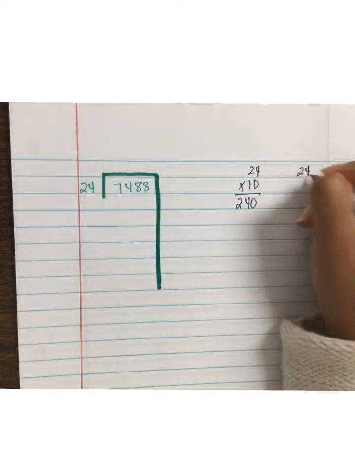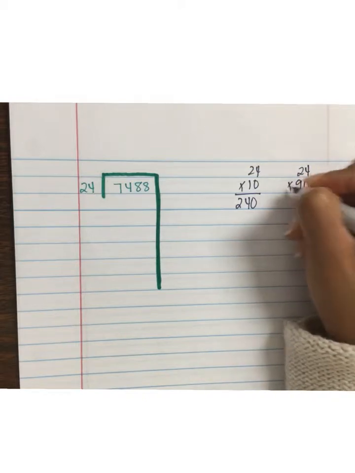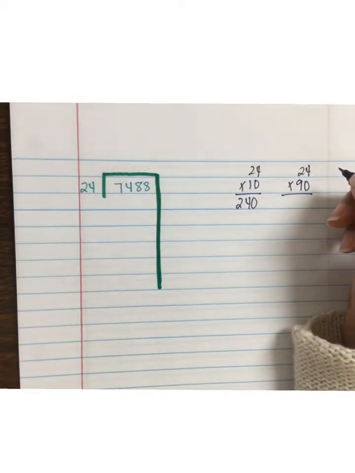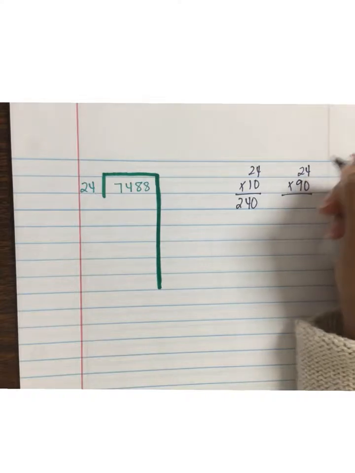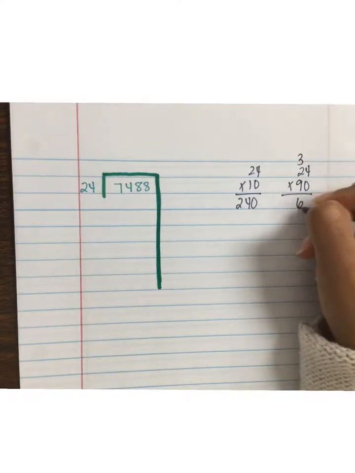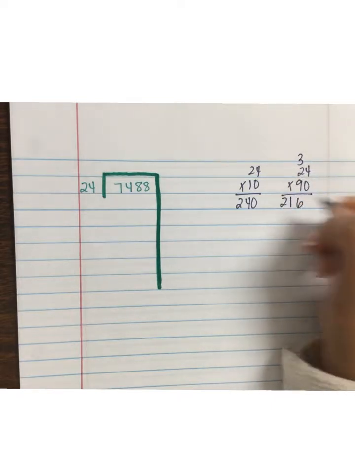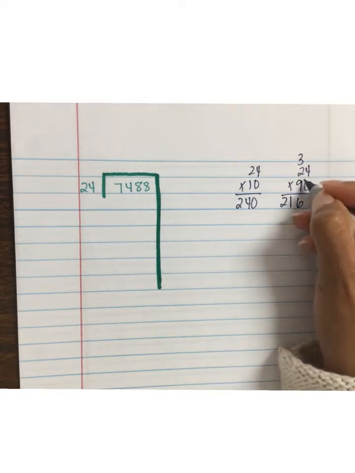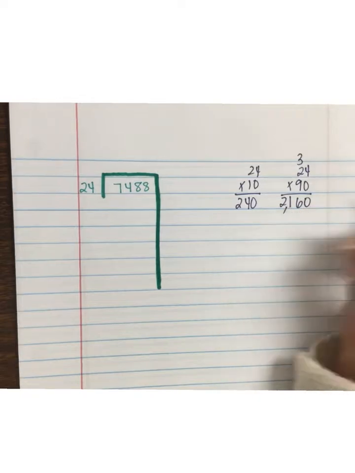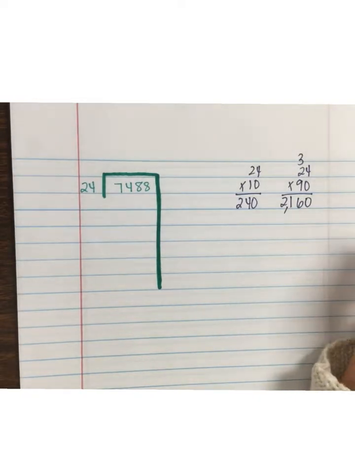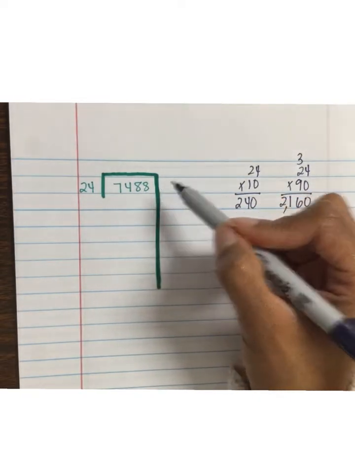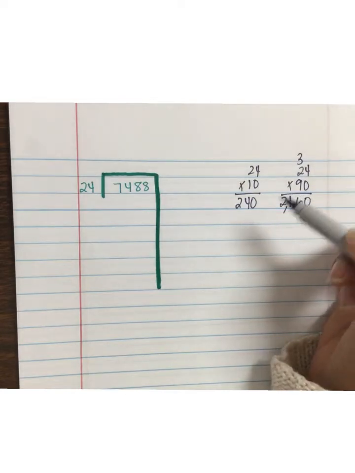What if I do 24 times 90 this time? 9 times 4 is 36. 9 times 2 is 18, plus 3, 21. I have 1 zero to add at the end, 2,160. It's much closer, but I think I can get even closer.